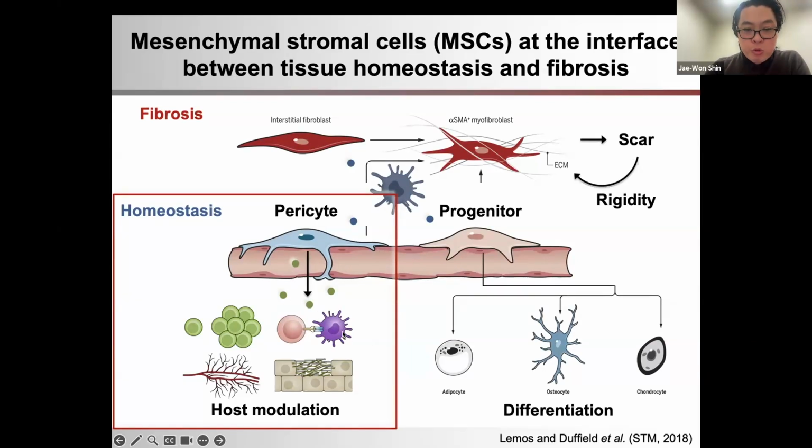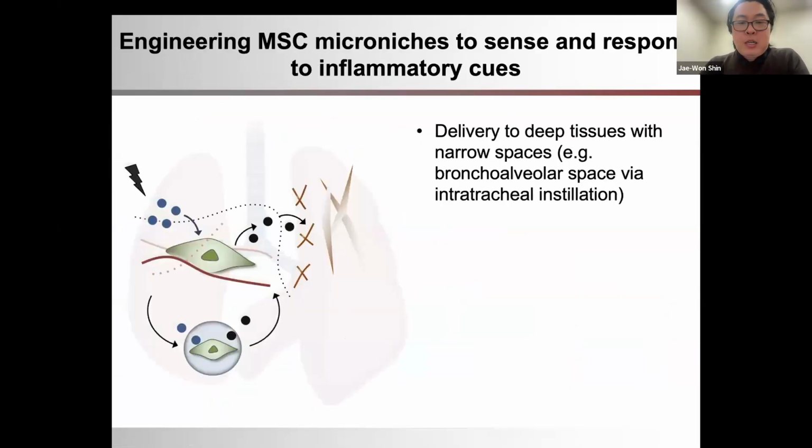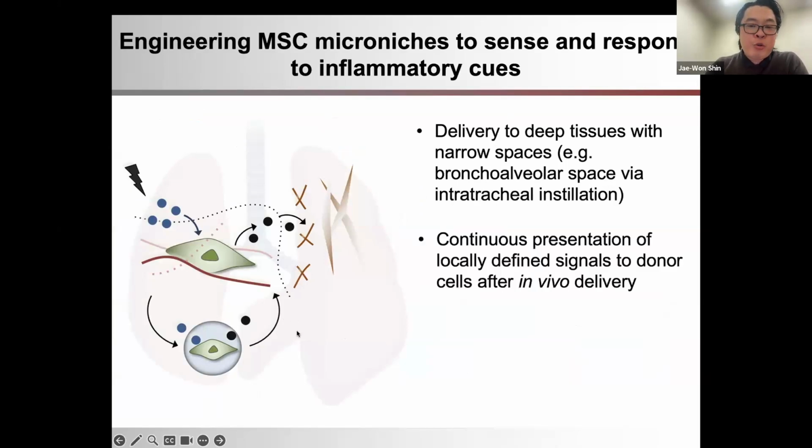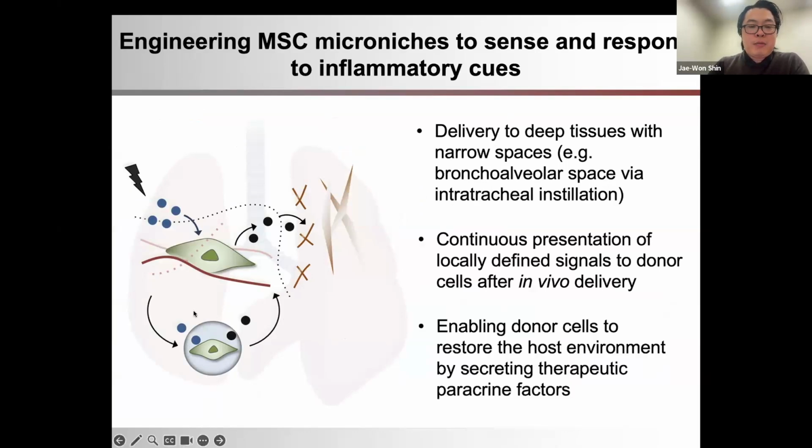resolve fibrosis. So the advantage of using, again, the single-cell encapsulation here is that we can not only deliver the cells with a defined microenvironment to deep tissues like lung airways, but also continuously present these cells with locally defined signals that can then enable them to restore the host environment by secreting therapeutic paracrine factors.